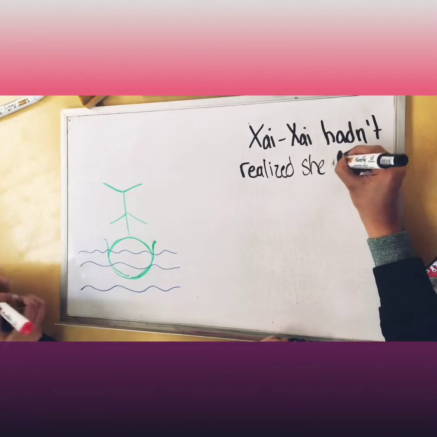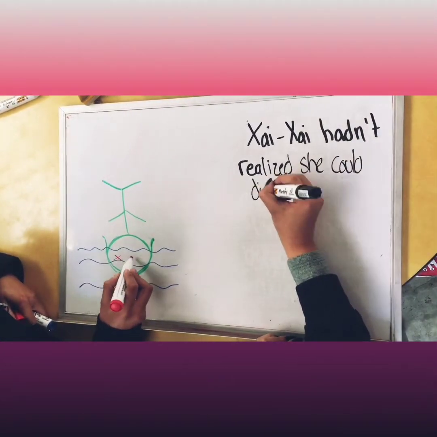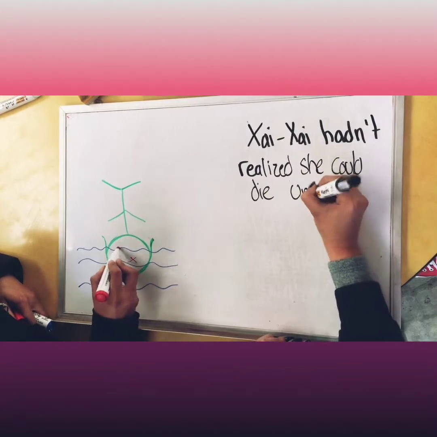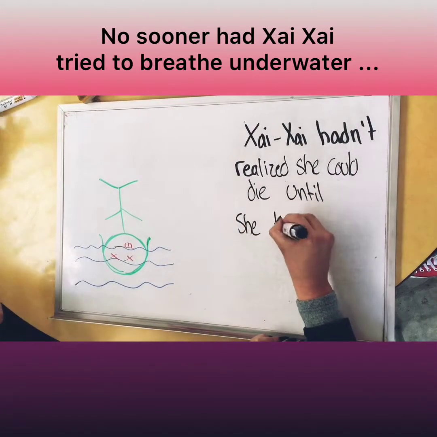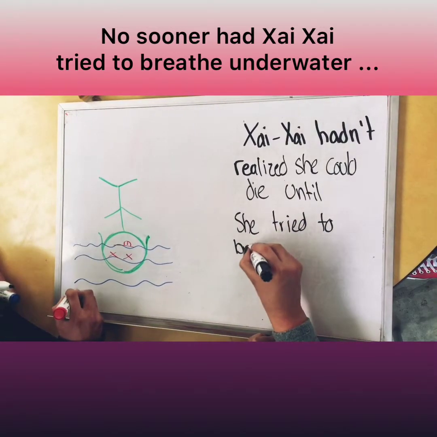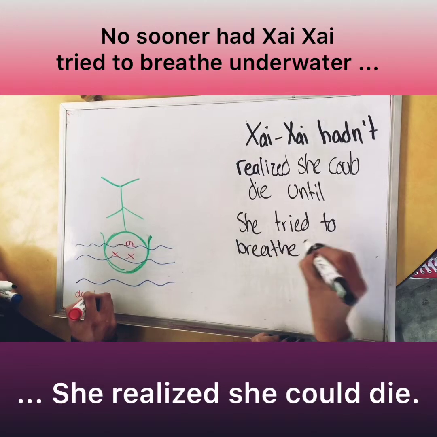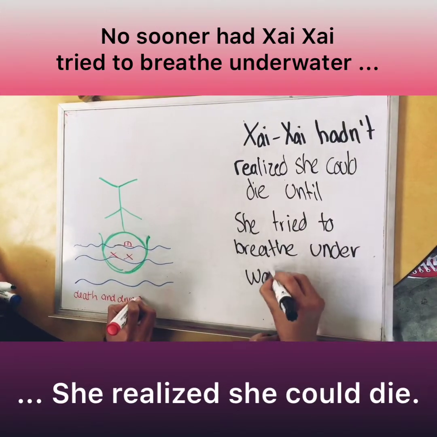In our example on the whiteboard, you can see Xai Xai hadn't realized she could die until she tried to breathe underwater. In this case, Xai Xai is the subject, so we need to change it with the auxiliary verb. In the inversion, we have finally, no sooner had Xai Xai tried to breathe underwater, she realized she could die.